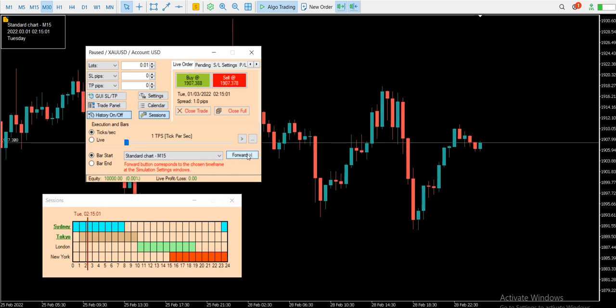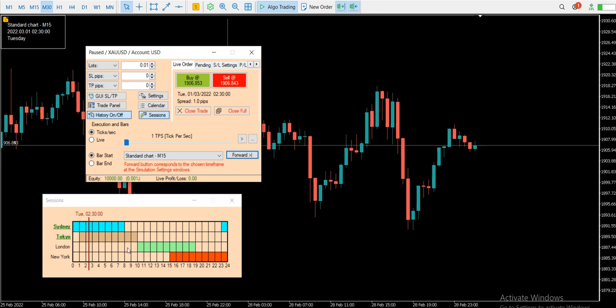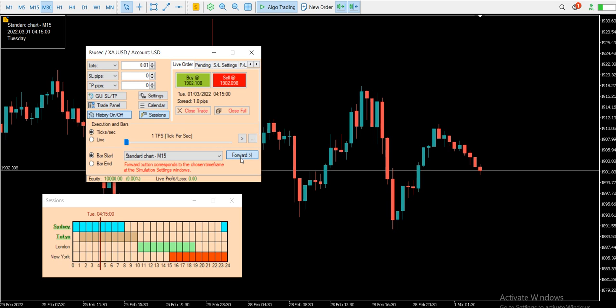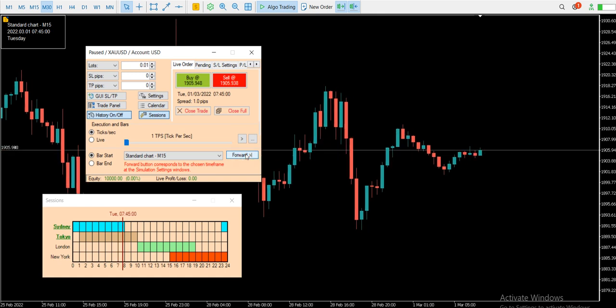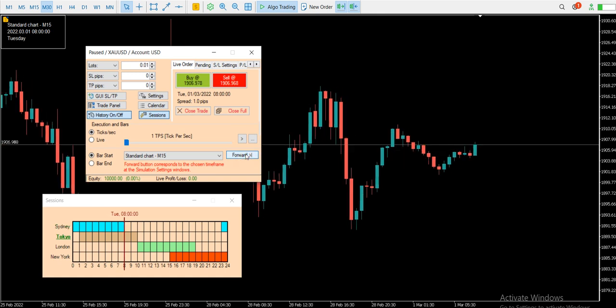So let's just forward it, because I start trading from pre-London time. This is where the London session opens. You can see this green line. This is where it opens and this is where it closes. So I will move forward and I start trading 2 hours before London open. This is where the London opens, around 8. You can check the timings here also. Forward it, and there you go.